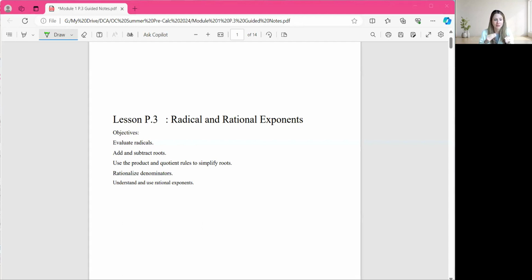After this video, we're going to get a refresher, and this is what we should be able to do after watching this video. Evaluate radicals, add and subtract roots, use the product and quotient rules to simplify roots, rationalize denominators, and understand and use rational exponents. Okay, so that's our to-do list.